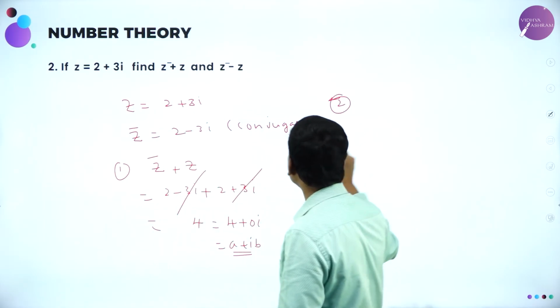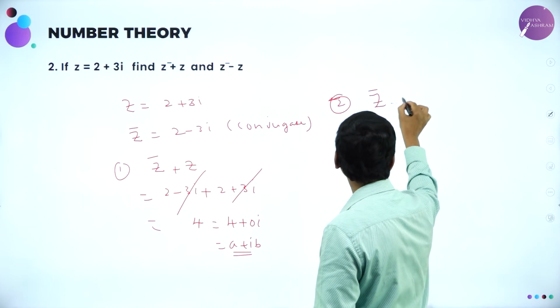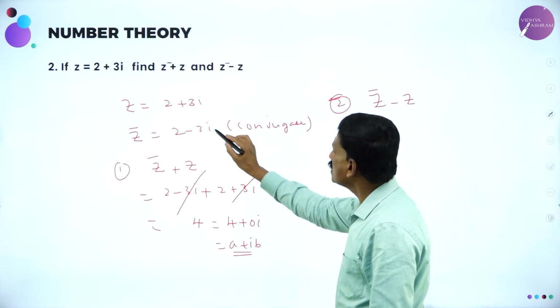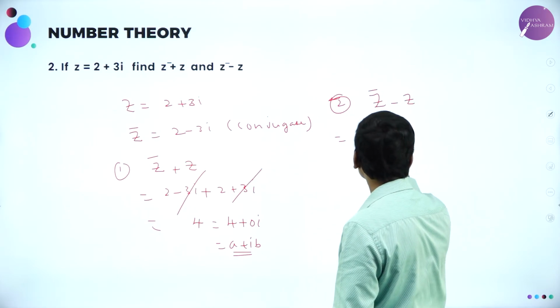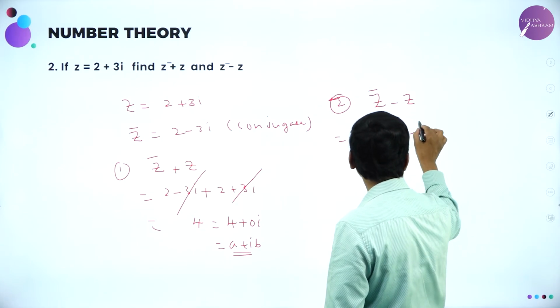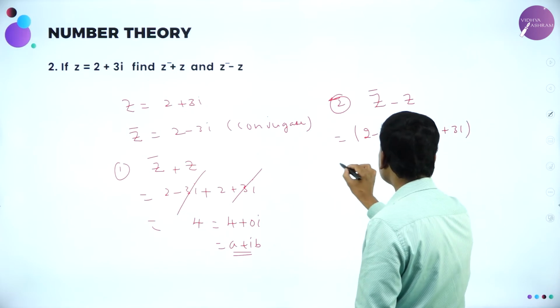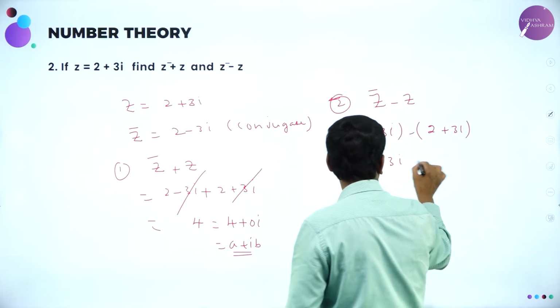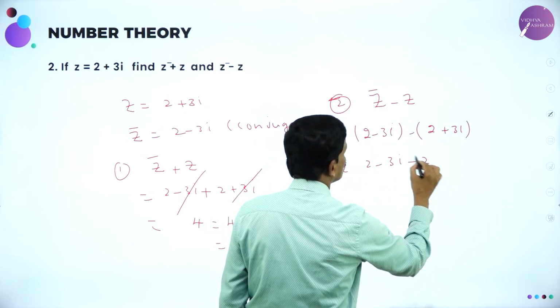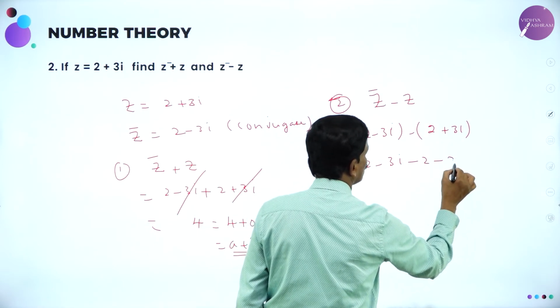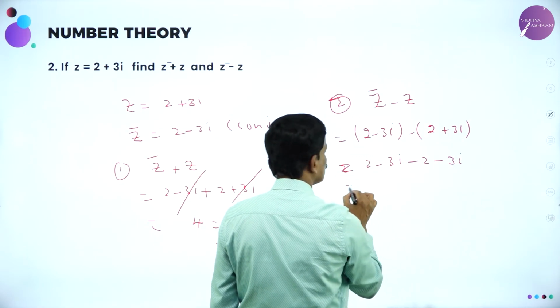Second part is z bar minus z. What is z bar? Z bar is equal to 2 minus 3i, minus z. Z is equal to 2 plus 3i. Just multiply by a negative sign. If you multiply by minus, this becomes minus 2, minus into plus, minus 3i. Cancel the terms which get cancelled.